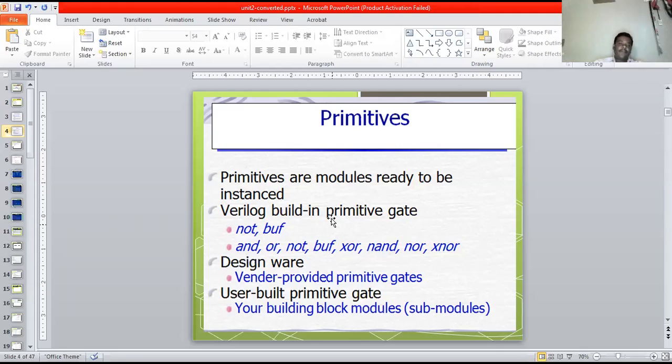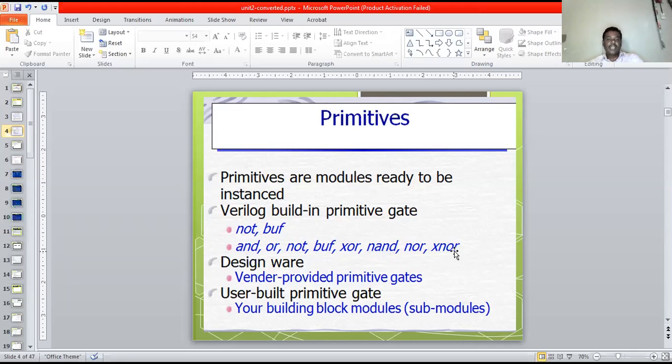Okay, students. Now I will talk about our first topic, gate primitives. Primitives are modules that are ready to be instanced. What are the different types of primitives used in our Verilog language? What are the built-in primitives in Verilog? NOT gate, buffer gate, AND gate, OR gate, XOR gate, NAND gate, NOR gate, and XNOR gate. These are the built-in primitives in our Verilog language.